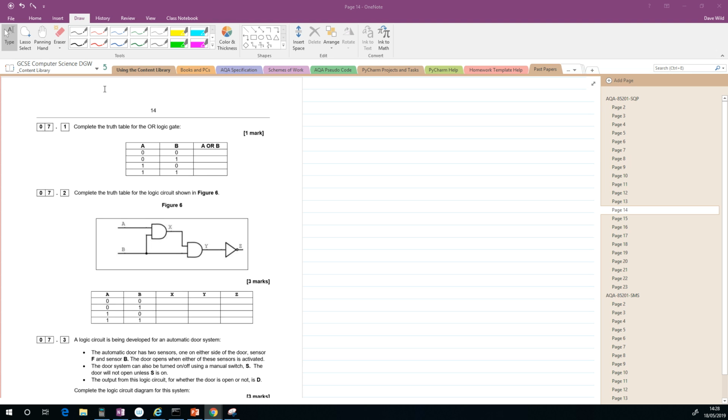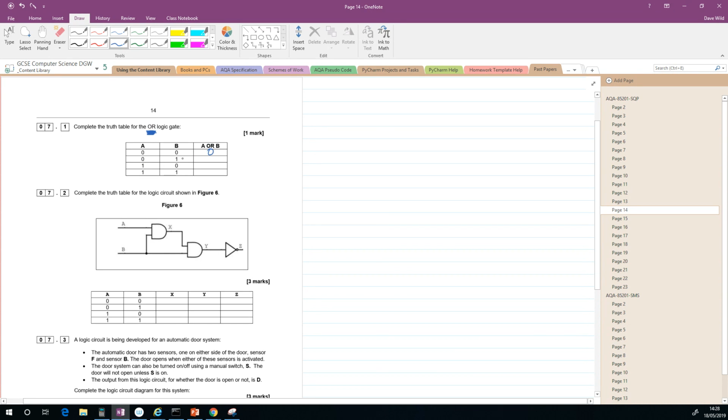Right, okay, question 7, and this is all to do with logic gates. Complete the truth table for the OR gate. Now remember, OR requires either input to be a 1 in order for a 1 to be output. So here we don't have any 1s at all, so that output is a 0.